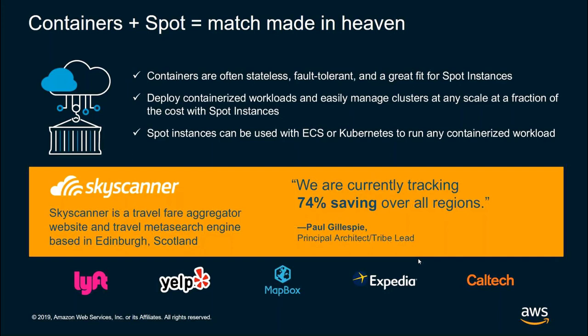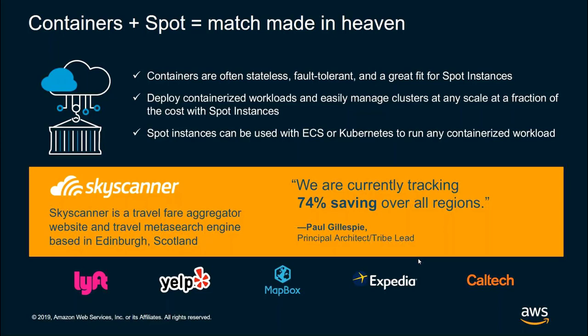Let's get to why containers and Spot are a really great fit. Like we mentioned before, as you architect your microservices architecture to run on containerized workloads and you're using Kubernetes or ECS, normally your pods or tasks will be stateless and fault tolerant. So this is a great fit for capacity that can be interrupted and will allow you to get very deep savings off the on-demand price.